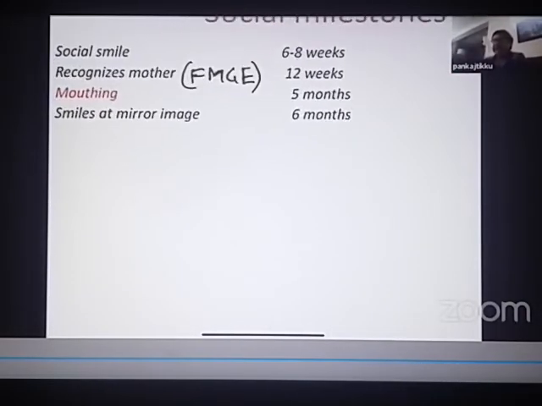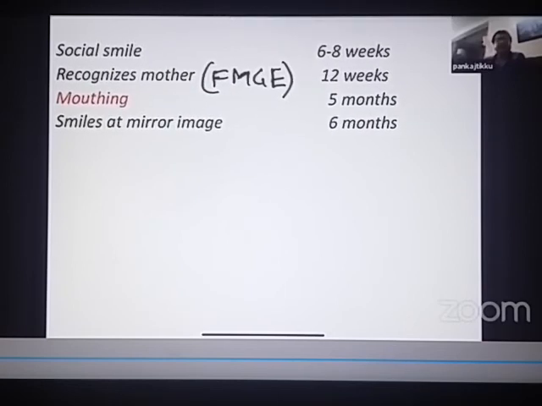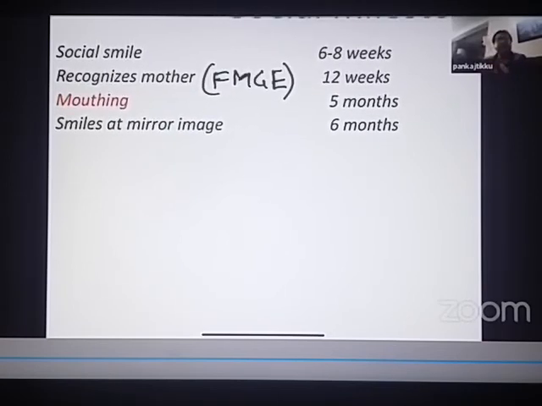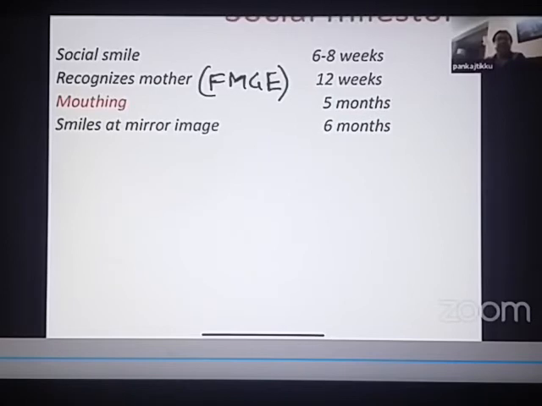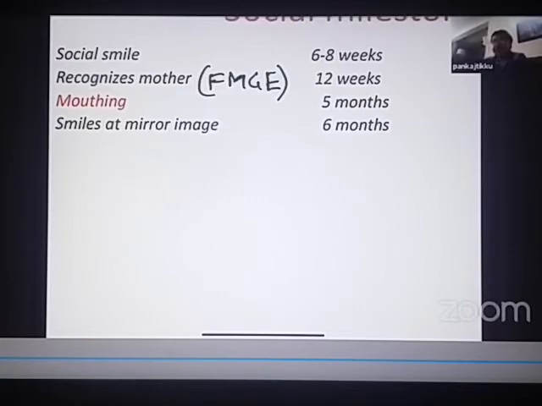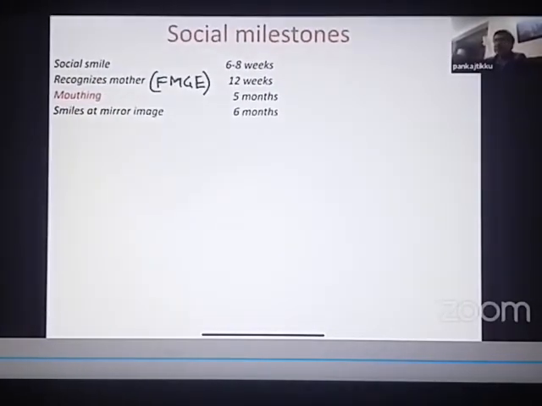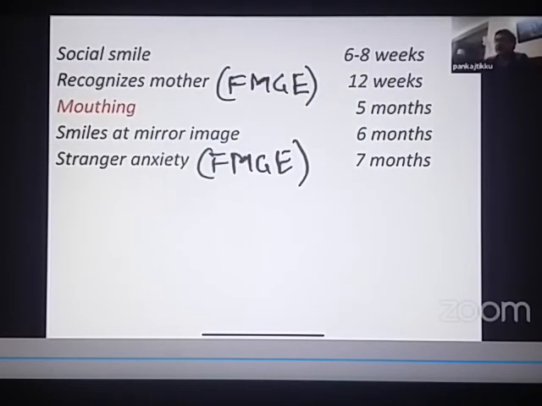When does the child stand and smile at his mirror image? The child stands in front of a mirror and smiles at his mirror image at the age of 6 months. Another very important FMG question, this again is very important for your exams. When does the child show stranger anxiety? A child shows stranger anxiety at the age of 7 months. So when do children show stranger anxiety? Children show stranger anxiety at the age of 7 months.